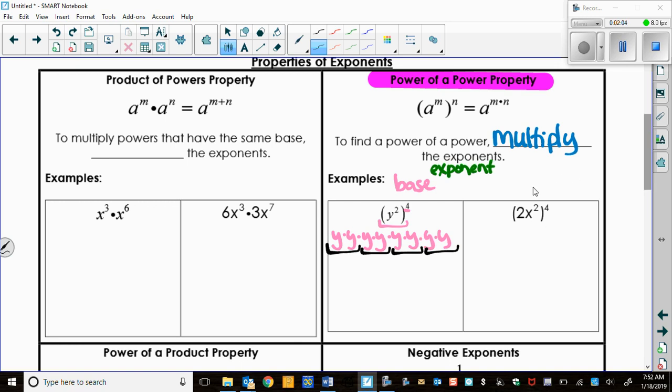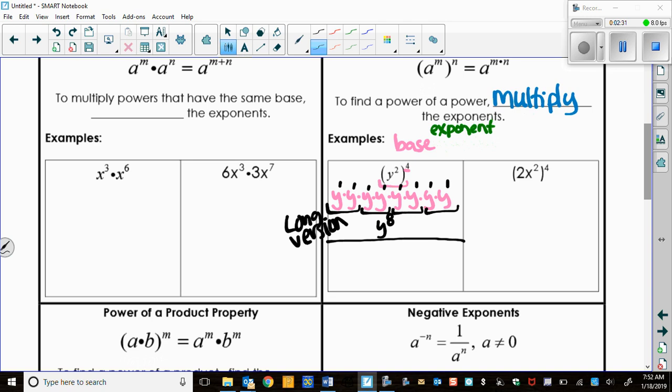If I add all of these y's together, my base is still y. All of these have y to the first power. From my last rule, if they have the same base, all you have to do is add your exponents, and you'll have y to the 8th power. So that's the long version. The shorter version is to take the base, y to the second power, and multiply the exponents: 2 times the exponent standing outside, 4, gives y to the 8th power. As you can tell, it's the exact same answer as before.